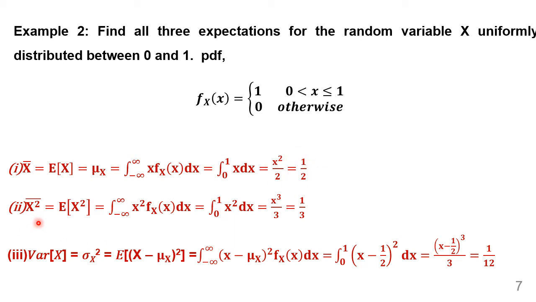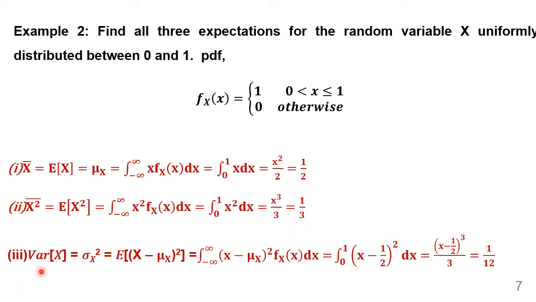Second one, the x square mean, that is equal to the expectation of x square, which is the integral of x square fx of x dx, that is the integral of x square dx, that gives you x cubed by 3, that is equal to 1 over 3.